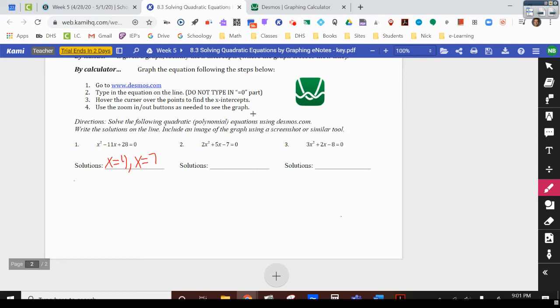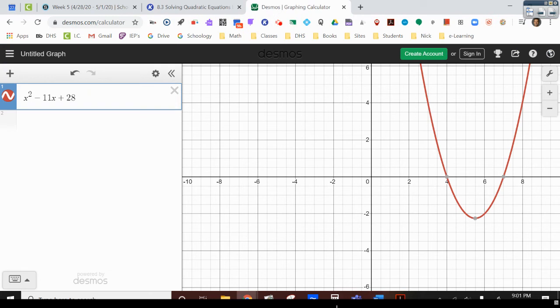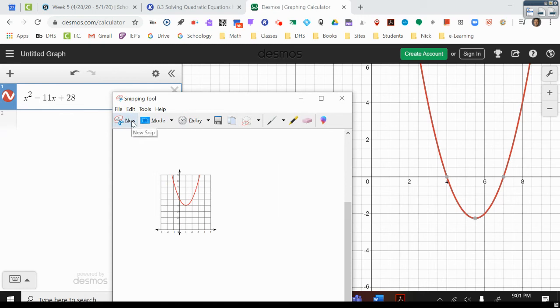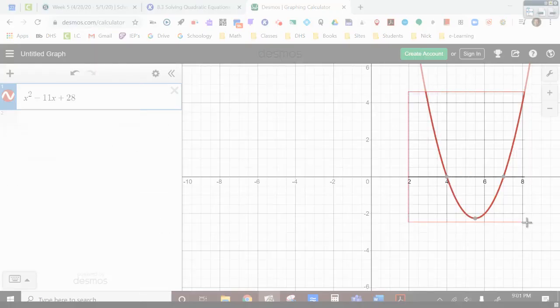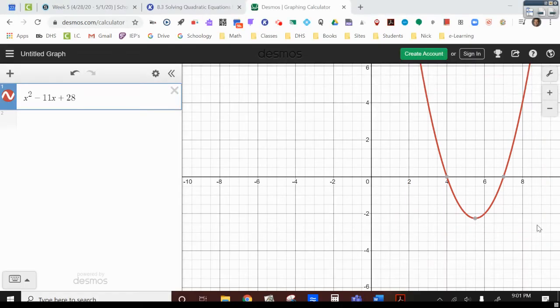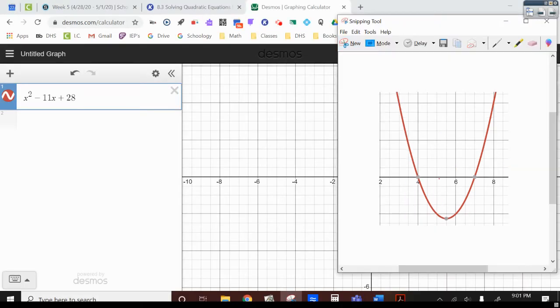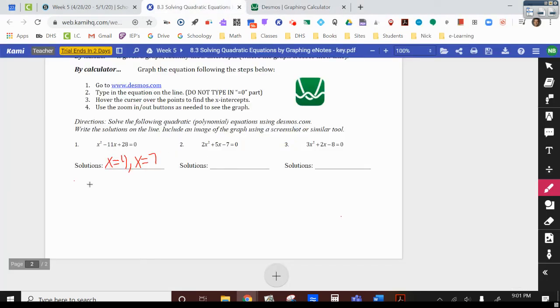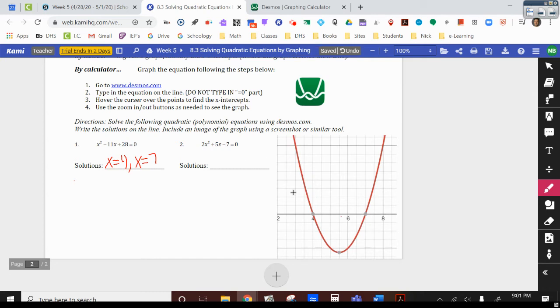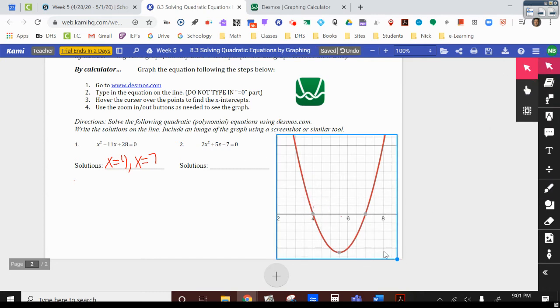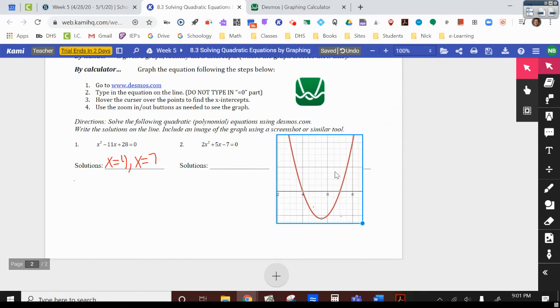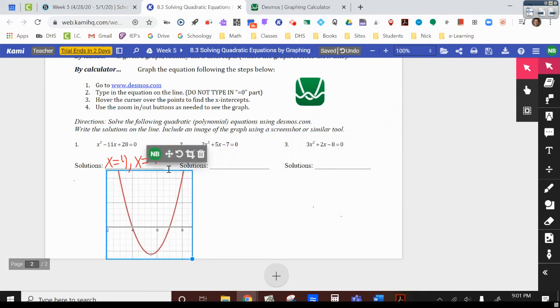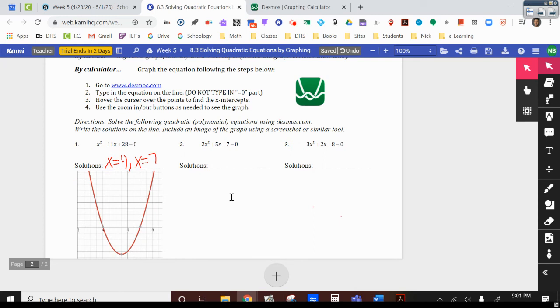I also want you to include a screenshot of the graph. To do that, I have the snipping tool, which is really handy. If you have something like that on your Chromebook, great. If not, you can just take a screenshot of your graph and include that into the homework. Then I just copy and paste it, and there's a graph. I'm going to make this a little smaller, put it in the right spot, and drag it over.